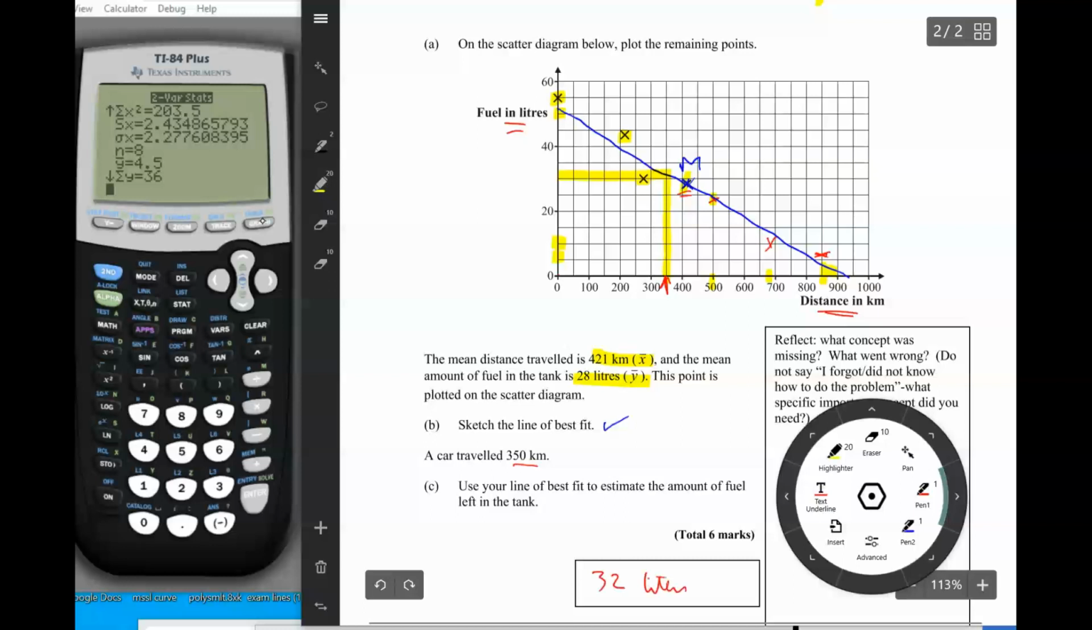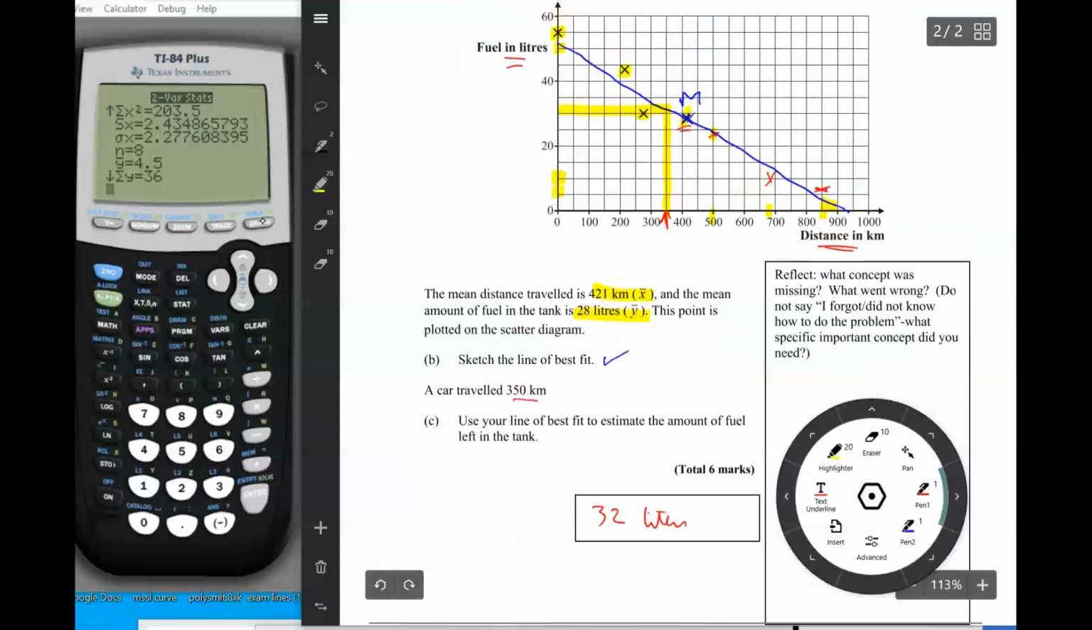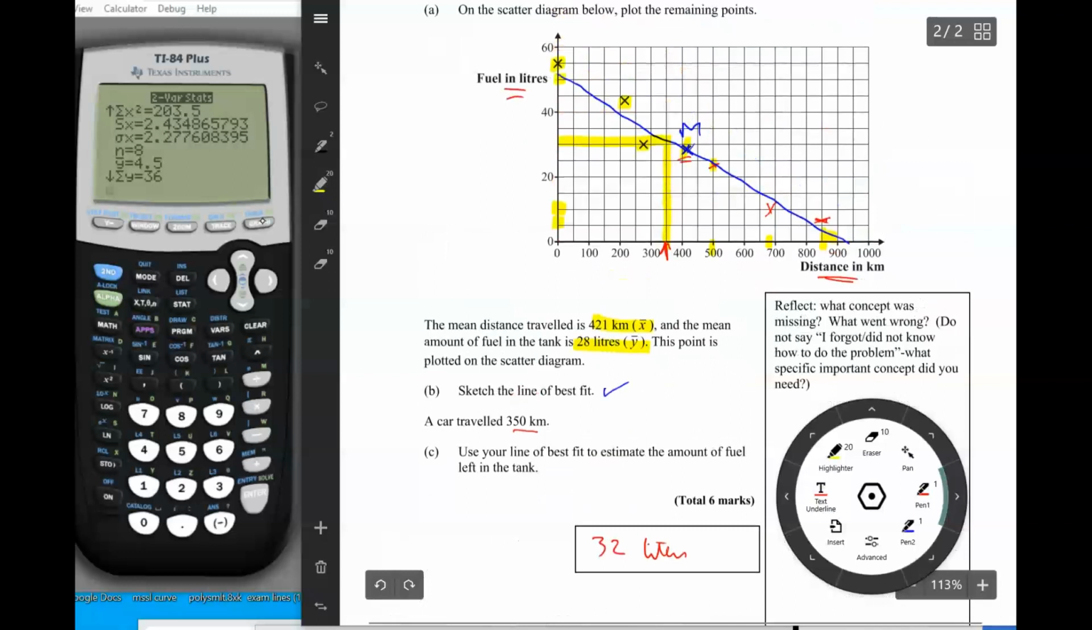And if you're close to what they recommend, the important thing is that it corresponds to your graph. Okay? And that's it for this mock exam.